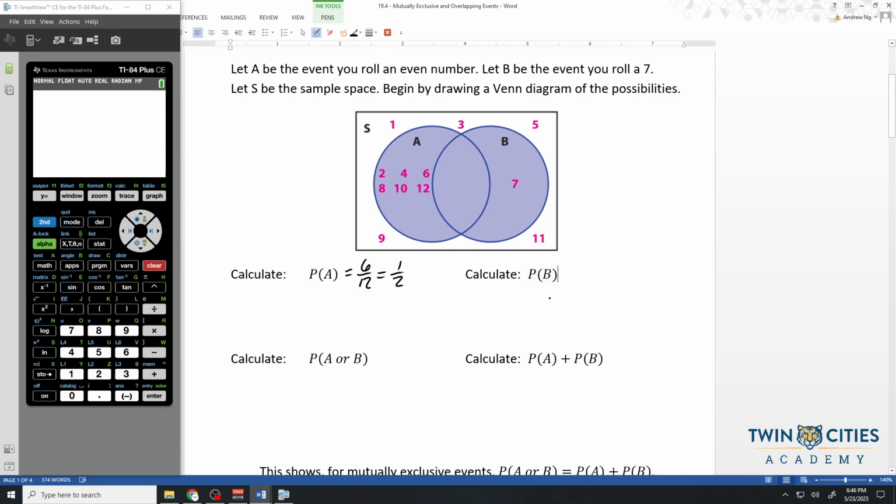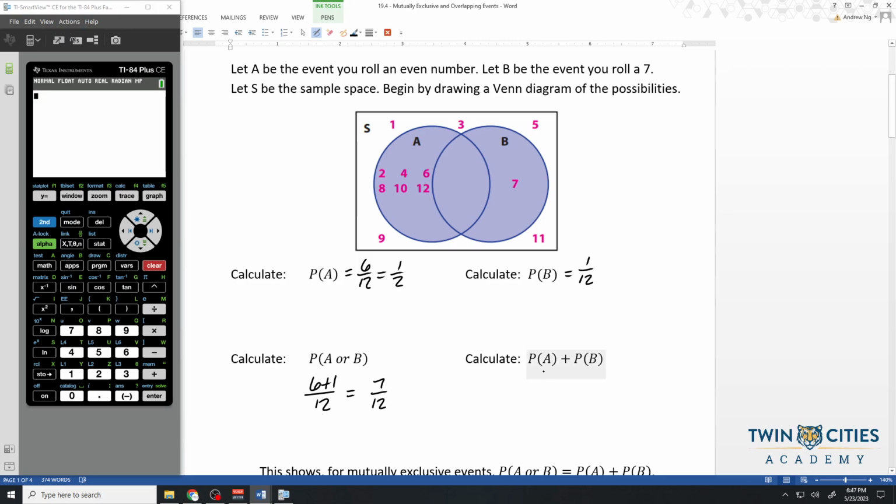What about the probability that event B occurs? Well, event B is getting a 7. There's only one 7 out of the 12 sides, so this is 1 over 12. Now, what about A or B? A or B means that either one of these things could happen. Either I could get an even or a 7. So this would be 6 plus the 1 over 12 sides. Well, this is 7 over 12.